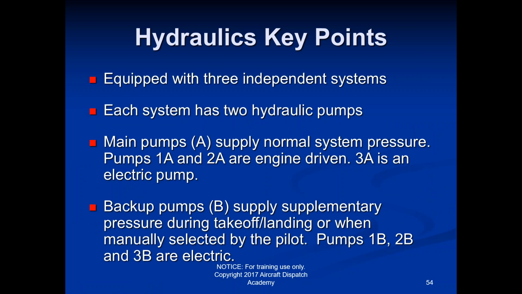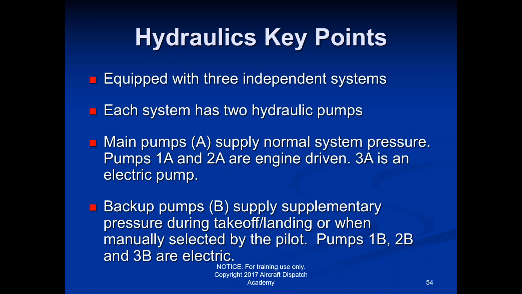The 700 is equipped with 3 independent systems. Each of those systems has 2 hydraulic pumps. So we have 3 hydraulic systems, and each hydraulic system has 2 hydraulic pumps. The main pumps, referred to as A, supply normal system pressure. Pumps 1A and 2A are engine driven, and then 3A is an electric pump.